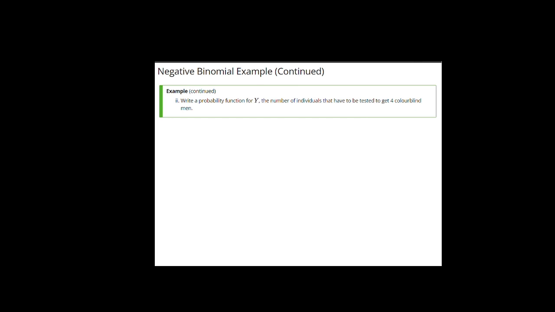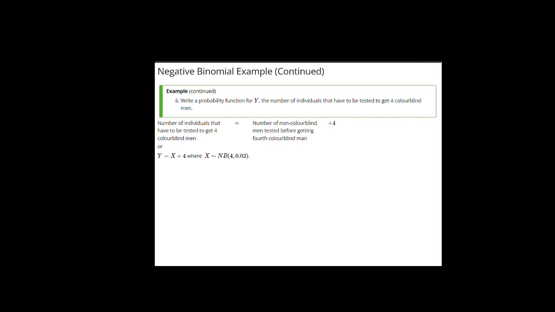A second question. Suppose we're interested in not the number of non-colorblind men, but the number of men that have to be tested in order to get the fourth colorblind one. That new random variable we'll call Y. How does it differ from X? Y includes both colorblind and non-colorblind men. It's the same as X plus 4, since it includes the 4 colorblind men. Y is equal to X plus 4.